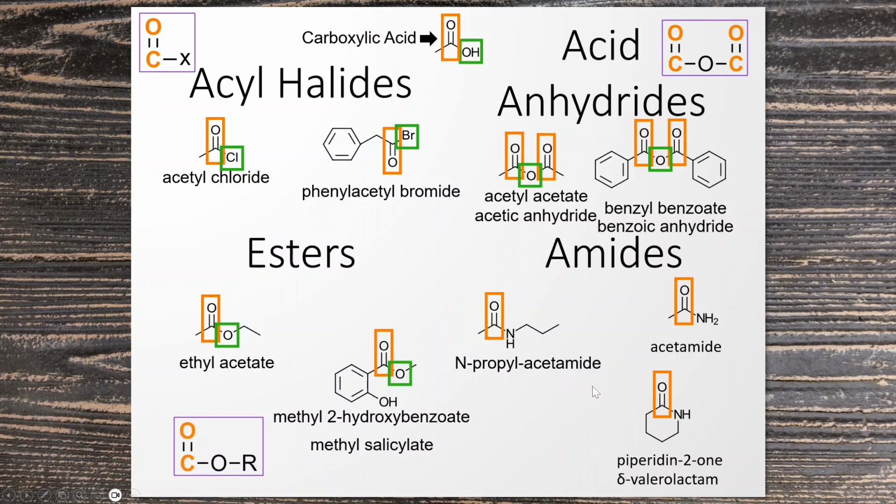Next, we have amides. We haven't talked about nitrogens yet, but we will in this next section. So these, that OH group is replaced with a nitrogen. And that can be a nitrogen without any other carbons attached. It can have a carbon chain. It can even loop around and form a ring.